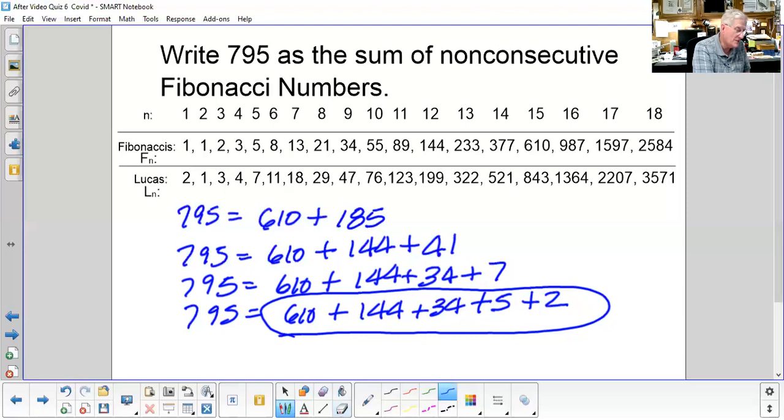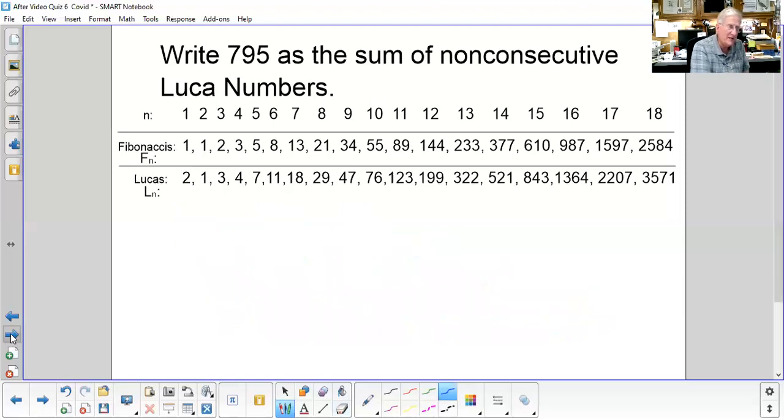Now, if you go to the next problem on your sheet called 4B, you'll see I'm asking you to write 795 as the sum of non-consecutive Lucas numbers. You do it exactly the same way, all right? So what you do is you start out, you write down your 795, and now we look for the largest Lucas number that is smaller than 795. And you can see it looks like on the table down here, it's 521. 843 is larger, so I don't want that. I got to have a smaller one.